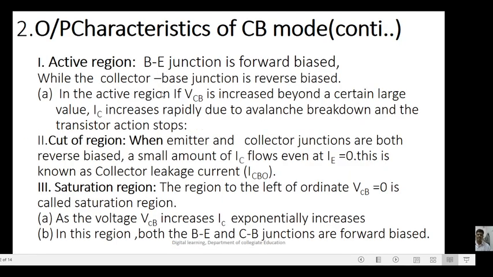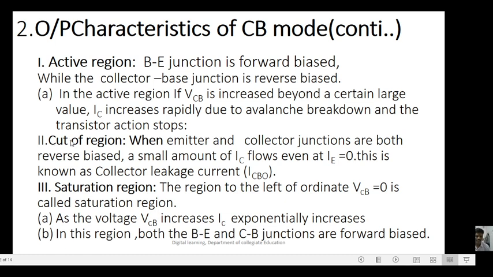The output characteristics of CB mode is continued here again. In the active region, the base emitter junction is forward biased, while the collector base junction is reverse biased. In the active region, if VCB is increased beyond a certain large value, IC increases rapidly due to avalanche breakdown and the transistor action stops.